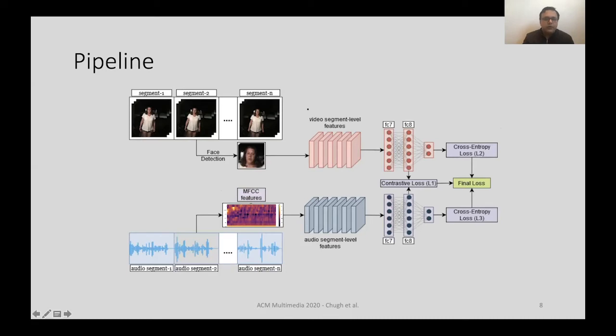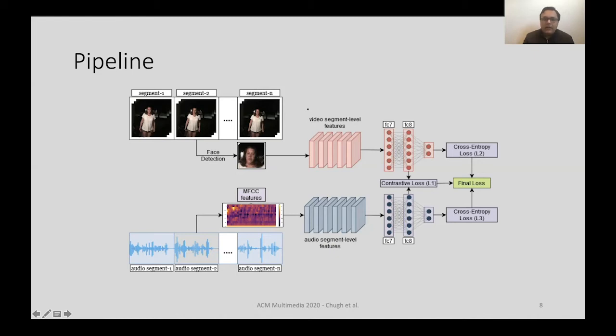At the top, we have the video, and here we have the audio of one sample. We divide the video into segments and the audio into audio segments of the same duration as the video. On the video chunk, we apply face detection and we input this region of interest into a network. Now this series of convolution layers is then further fed into a fully connected layer.